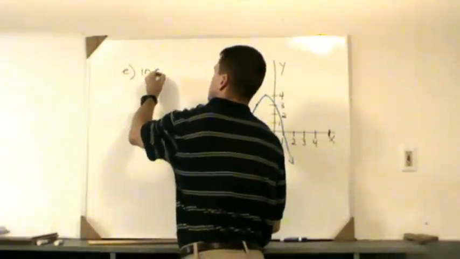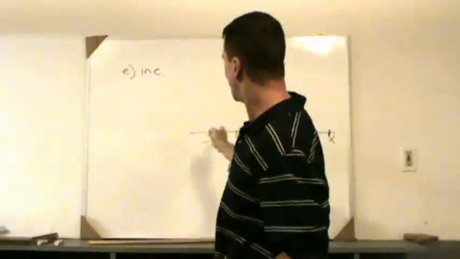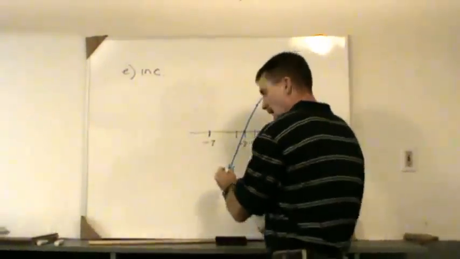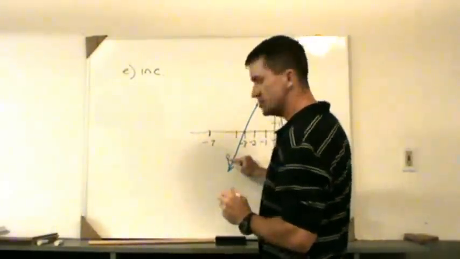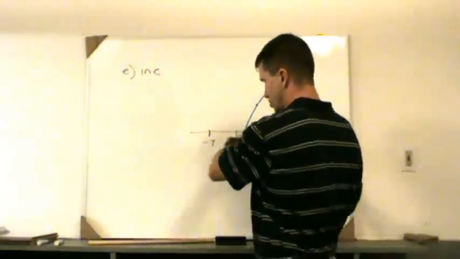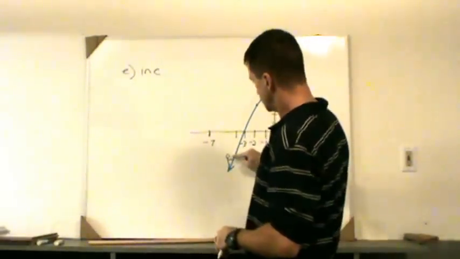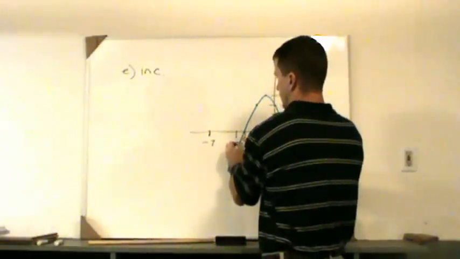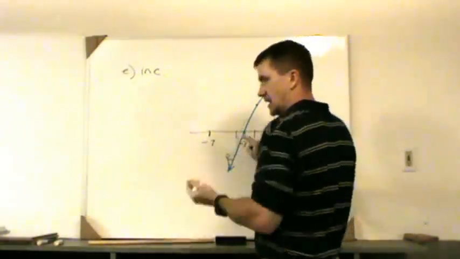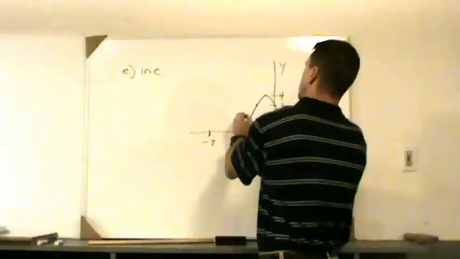Where is this function increasing? I'm going to put a person on here, and this person moves from left to right along this curve, almost like it's a roller coaster. All right, here they go. Do you notice they're going up? So they're actually increasing.